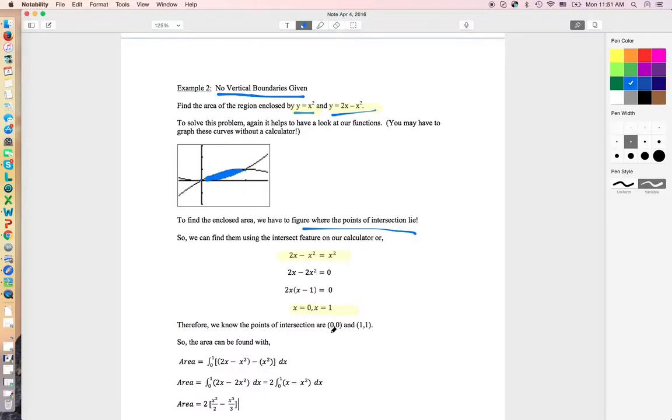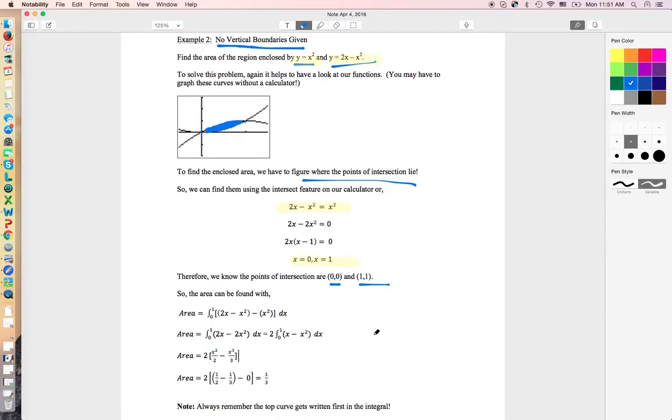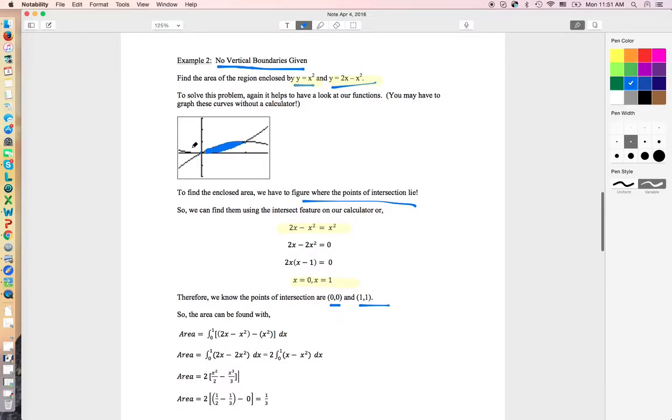Just for fun, I figured out what their y values are by plugging in to either one of these functions. And I know that these are the points of intersection. The y values really don't matter in this example. So what we want to do is find the area. We have to determine which curve is on top. That's another really good reason why you should always start by graphing these examples, so you can see which curve is on top.